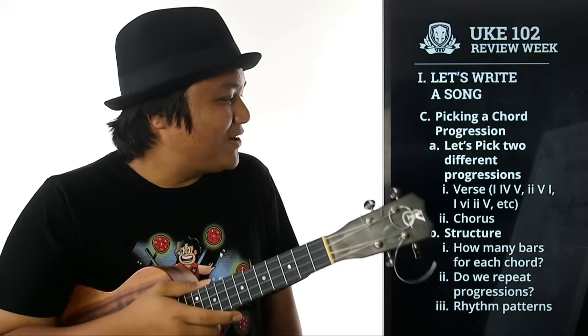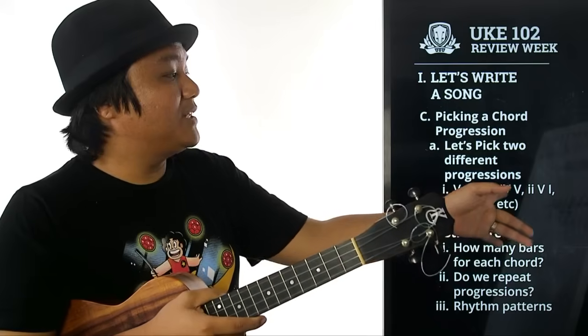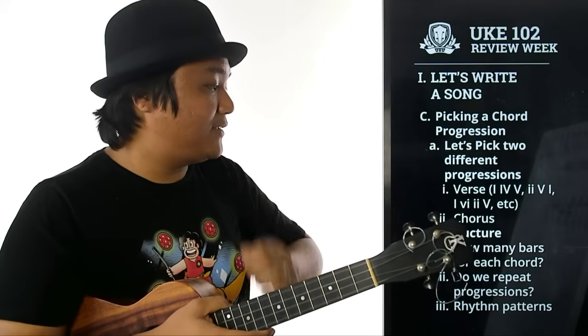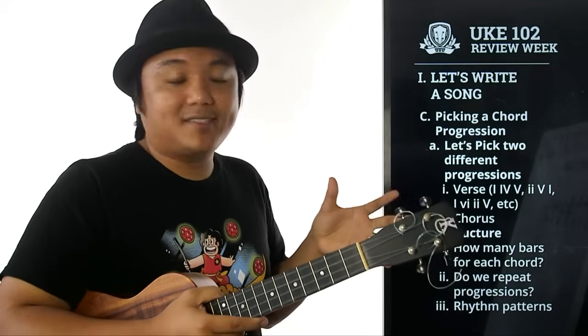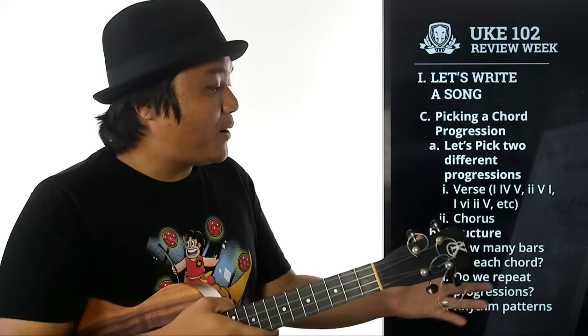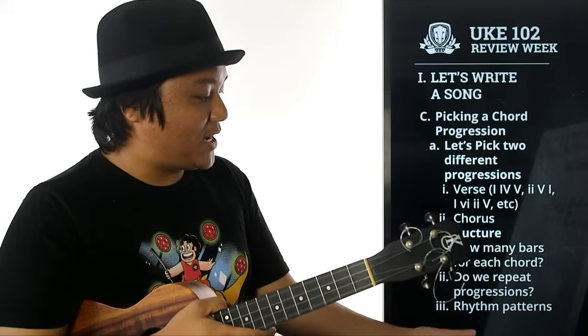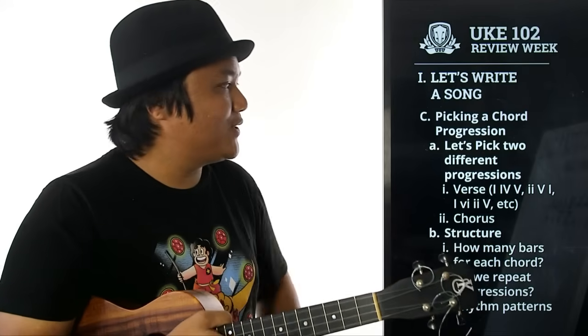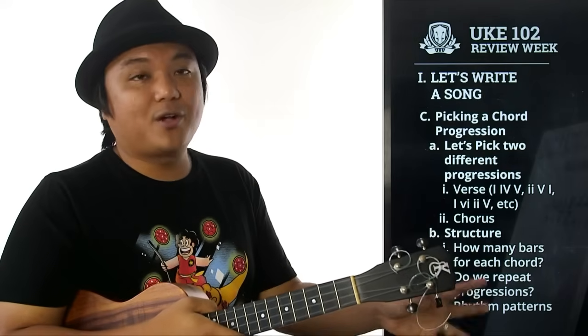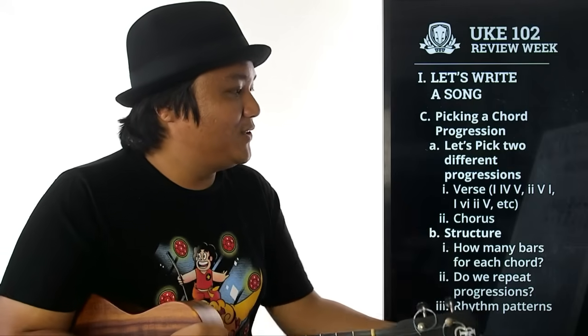So, we want to decide what the chords are for the verse and for the chorus, and also we want to create some structure. How many bars is each chord gonna get? And do we repeat the progressions? And what is the rhythm pattern? So there's all this stuff, and we're gonna be using our board once again to do that.